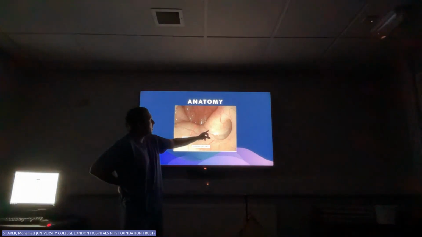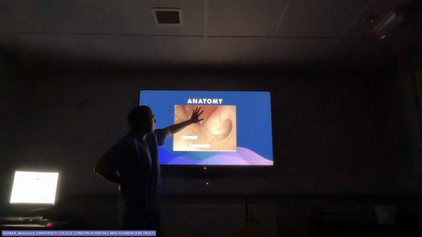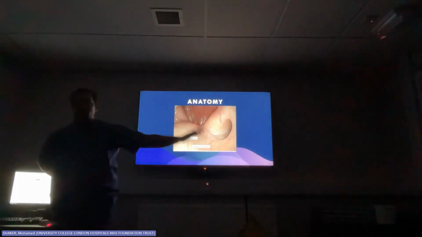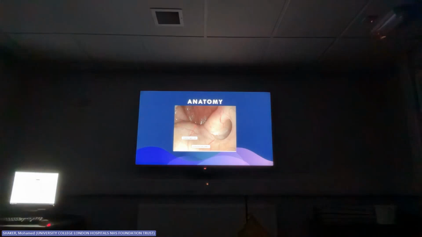Tubal torus, torus tubarius, posterior pharyngeal wall. Your Eustachian tube is here. How much is cartilaginous and how much is bony in the Eustachian tube? Two-thirds cartilaginous. One-third bony, two-thirds cartilaginous.